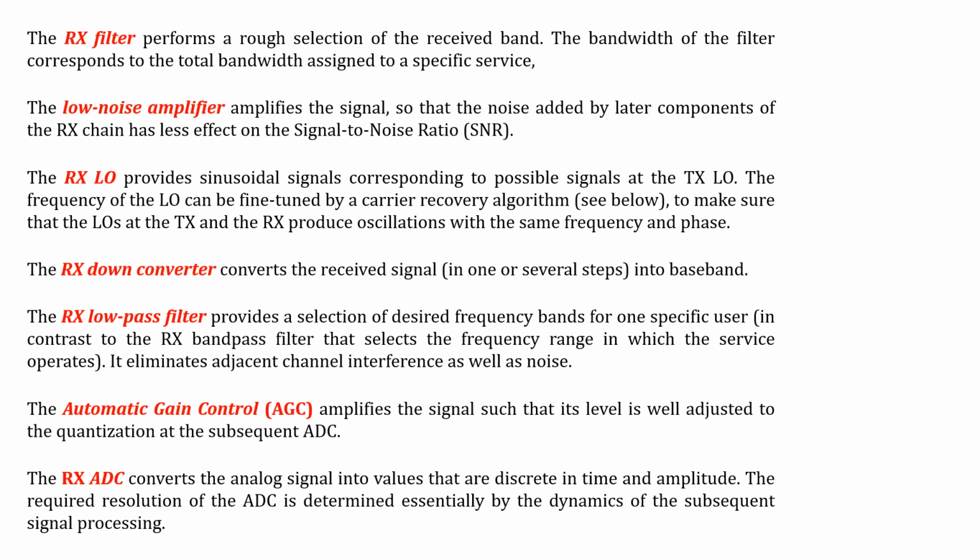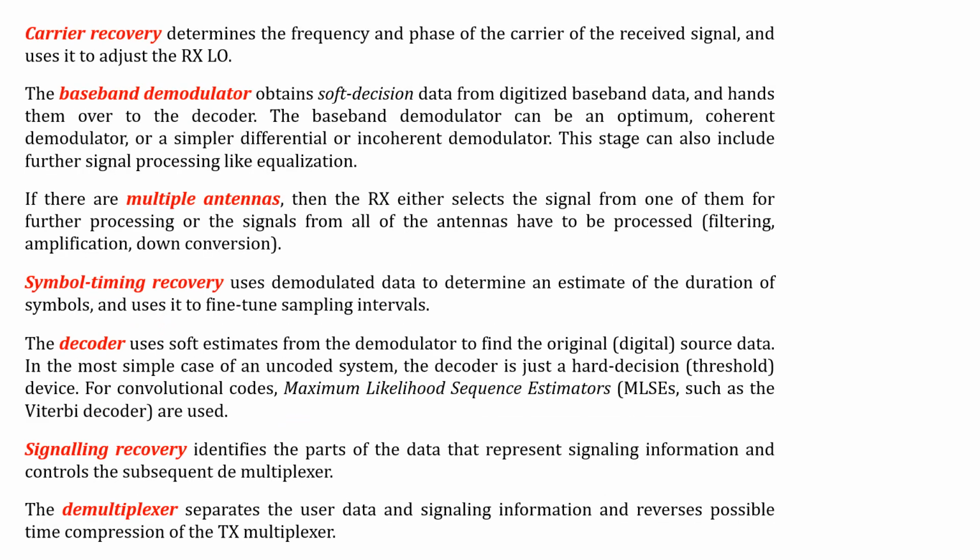Automatic gain control will amplify the signal such that its level is well adjusted to the quantization at the subsequent ADC. After that, my signal will be sent to the ADC, where the ADC converts the analog signal into a digital signal. The next one we have is carrier recovery. The carrier recovery determines the frequency and phase of the carrier of the received signal, and it is adjusted to the RX local oscillator.